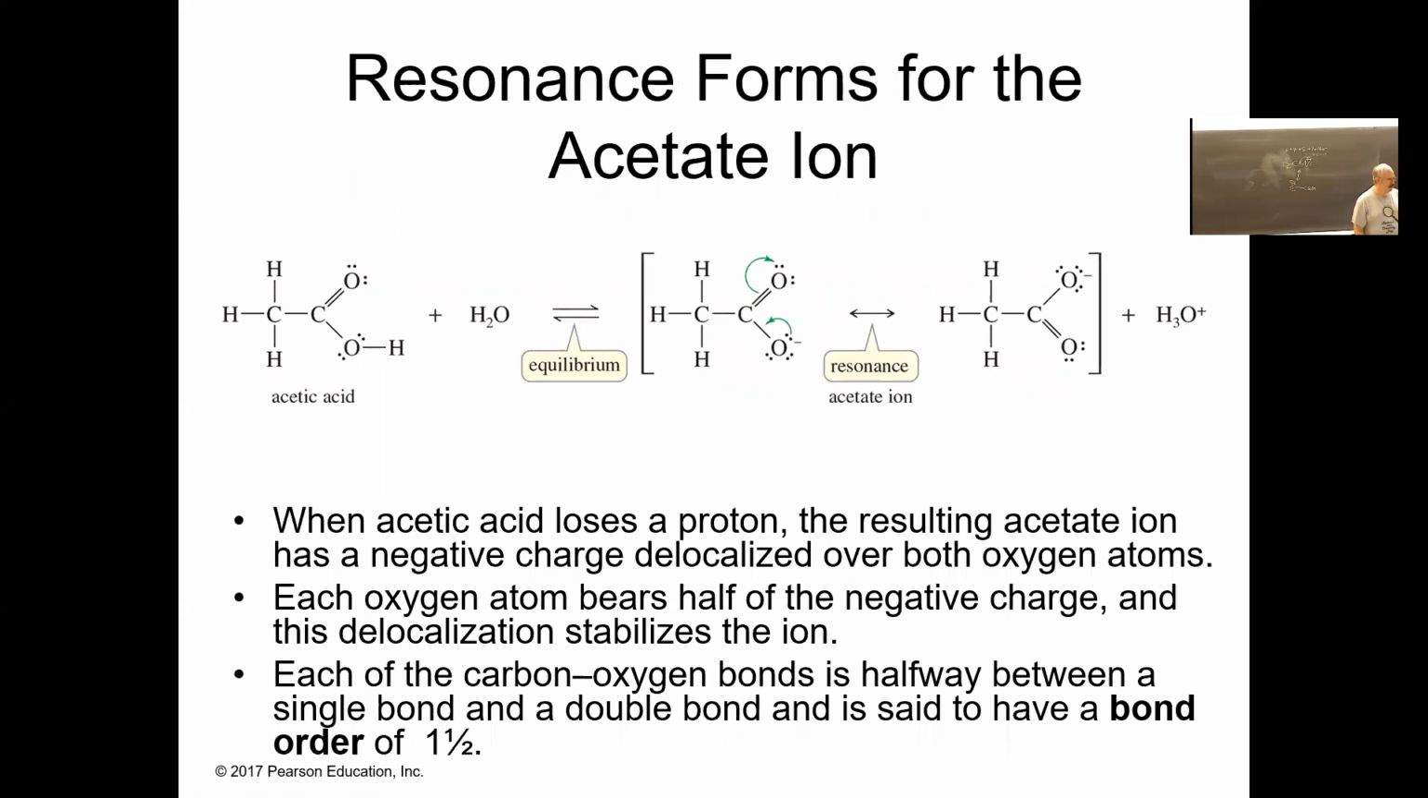Okay, here's the acetate ion. When acetic acid loses a proton, it becomes the acetate ion. In this case, we have 2 equivalent resonance forms, and each CO bond has a bond order of 1.5.